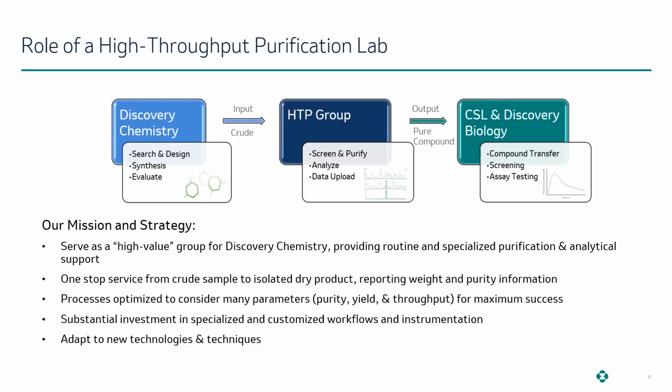As you can imagine, with a one-stop service, operational efficiencies occur when functions such as purification, evaporation, reformatting of material, purity analysis, and reporting are centralized. So our processes consider many parameters of a purification, such as purity, yield, and throughput. We have substantial investment in specialized workflows and instrumentation and are looking to adapt to new technologies and techniques that can provide even higher levels of productivity.